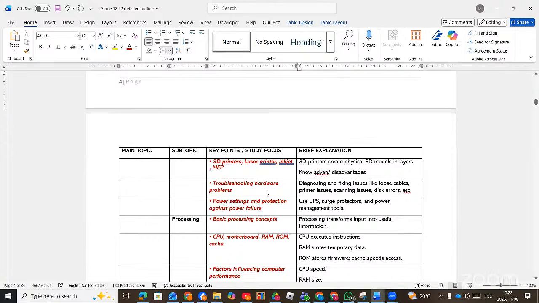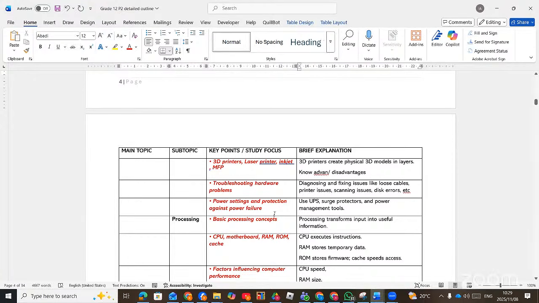Right. Then the troubleshooting problems of the hardware. You have to know how to diagnose and fix issues like loose cables, printer issues, scanning issues, disk errors, and others. They can ask you maybe non-responsive applications. How do you solve that? That's using Control Alt Delete, that's the task manager, or a printer, you were printing and then they stop printing. What might be the issue and how do you resolve them? These are some of the things. We will look at other questions also.